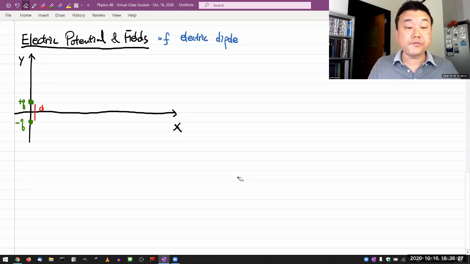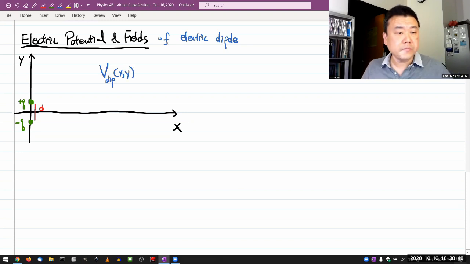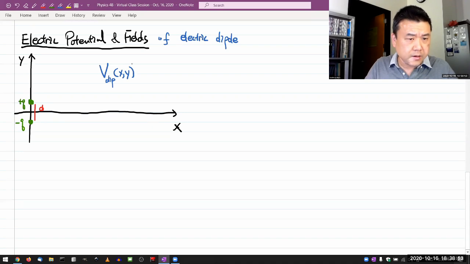I guess the thing to do right now is to figure out the electric potential due to this dipole arrangement. So I want to write down the electric potential of a dipole as a function of x and y. And I could also have a z coordinate here. The way I set this up here, the spatial axis here is y.